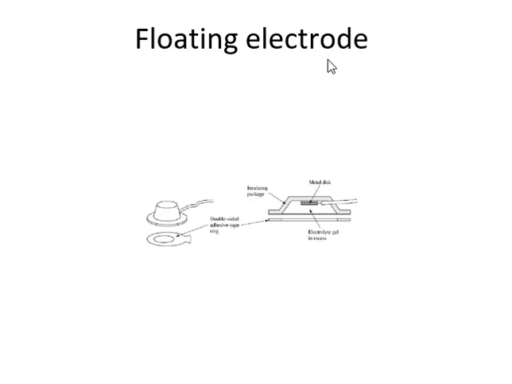And the next one is the floating electrode. This is the diagram of the floating electrode. This part is called the metallic disc. And the next one is the involuntary package. And this one is the double-sided adhesive tape ring.